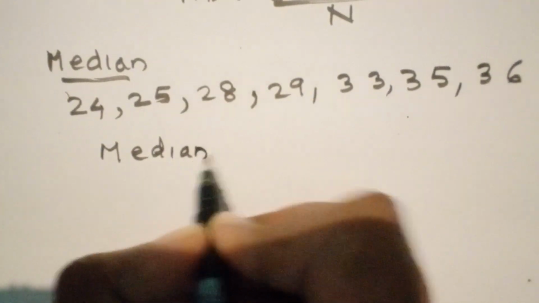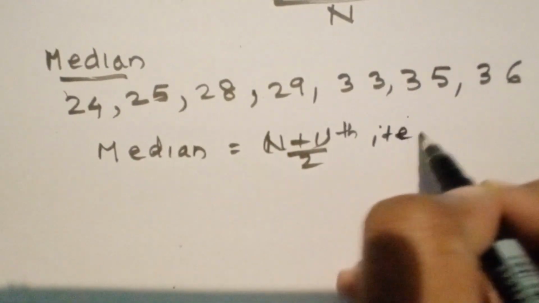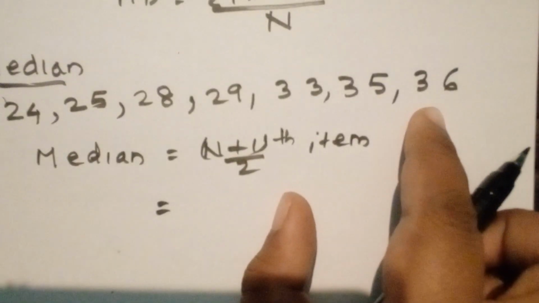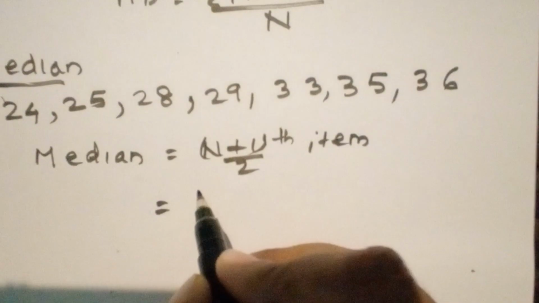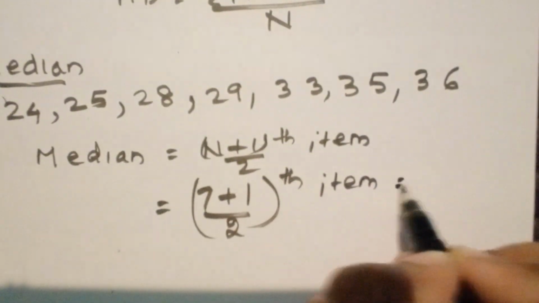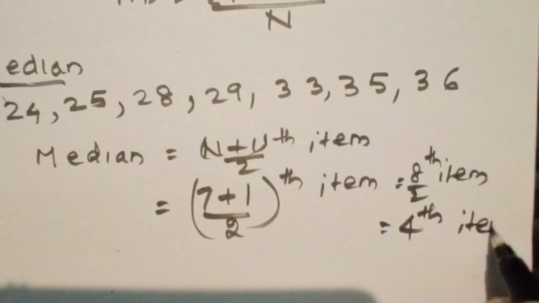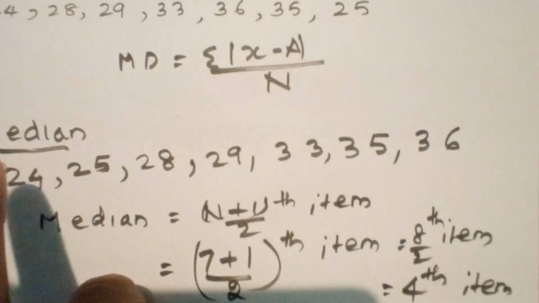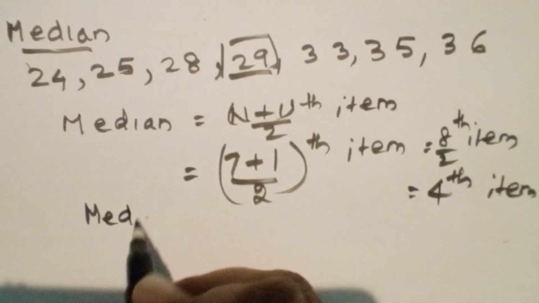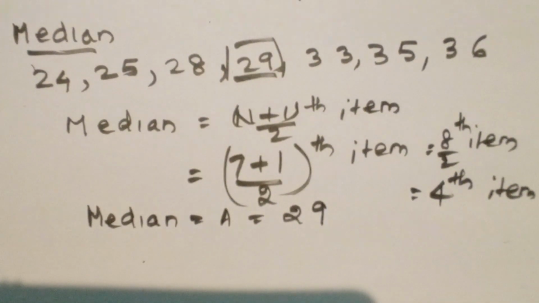Median is equal to (n plus 1) by 2 th item. Okay. So here capital N is 1, 2, 3, 4, 5, 6, 7. So it is 7. We are substituting the value, n plus 1 whole divided by 2 th item. So that is 8 by 2 th item, that is equal to 4th item. Okay, so here we have arranged it in ascending order. 4th item is 1, 2, 3, 4. So this is your median. So median, that is here A, is equal to 29. Okay. I hope it is clear.